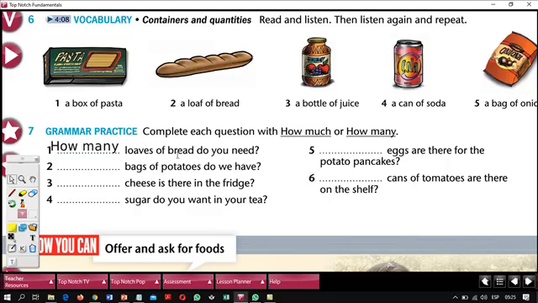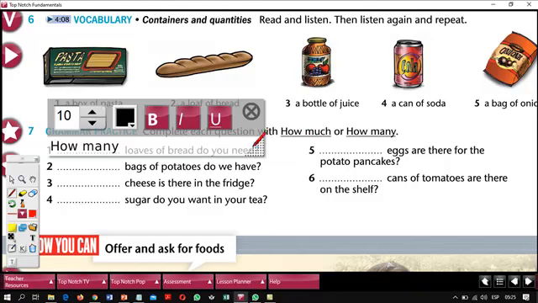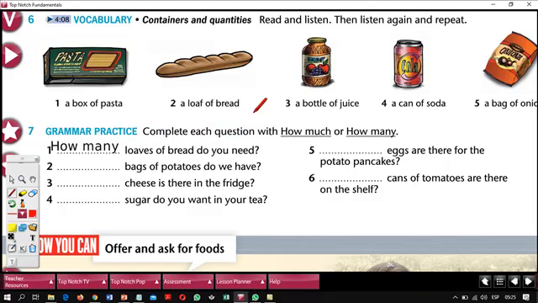But teacher, bread is not countable. Yes, it's non-countable, but loaves is the quantifier, so we cannot count the bread, but we can count the loaves, right, or the loaf. Loaf means hogaza in Spanish.